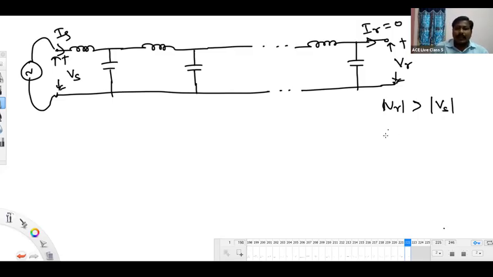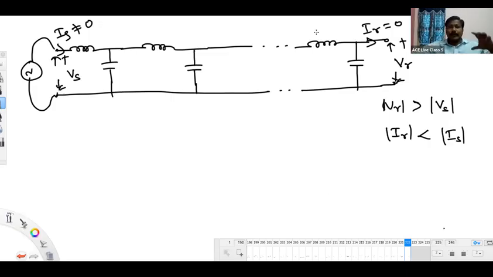Okay. I am asking one more simple question. How is the value of mod IR compared to mod IS now? How is the receiving end current compared to sending end current? Definitely at the sending end side we have some non-zero current, but receiving end current is 0. So definitely IR will be less compared to IS.